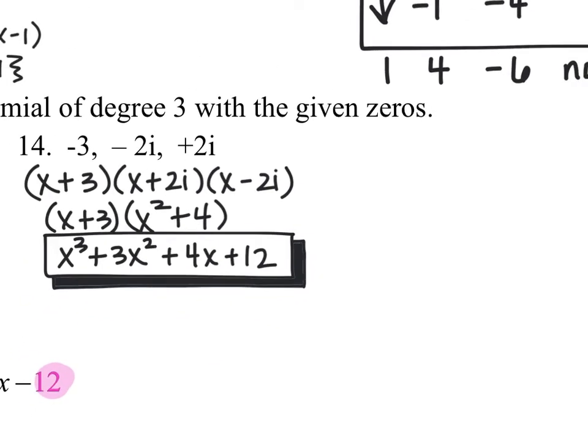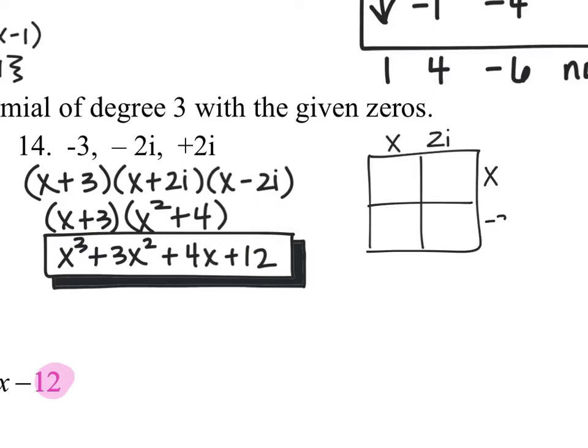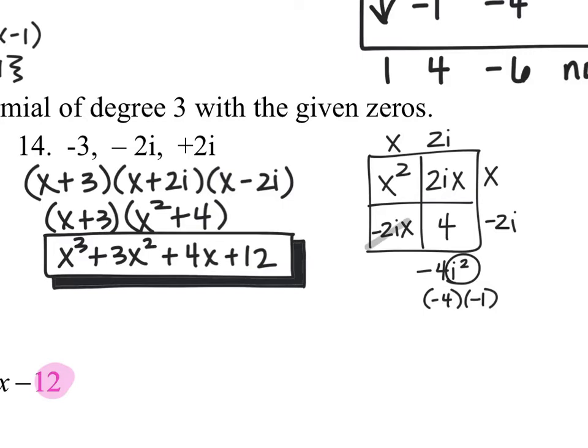Leave it showing here for you. So if I have x plus 2i times x minus 2i, x times x gives me x squared, x times 2i gives me 2ix, x times negative 2i gives me negative 2ix, and 2i times negative 2i gives me negative 4i squared. And i squared equals negative 1, so this is negative 4 times negative 1, which is positive 4. These two terms cancel out, and we're left with x squared plus 4.